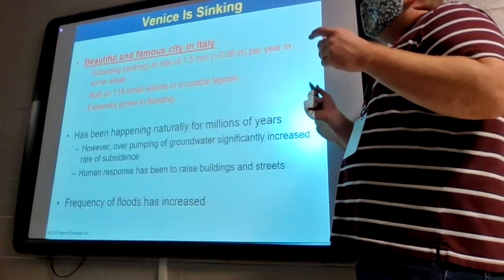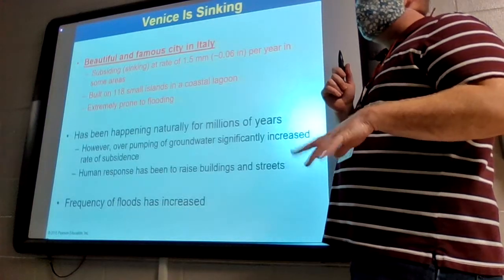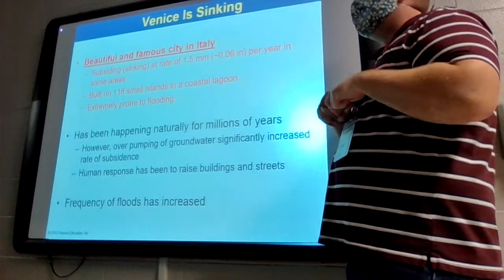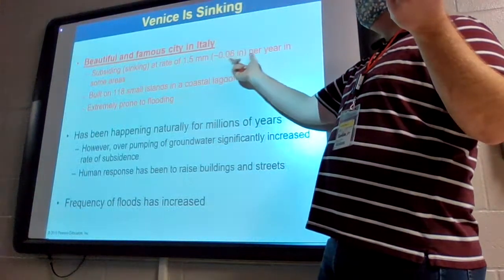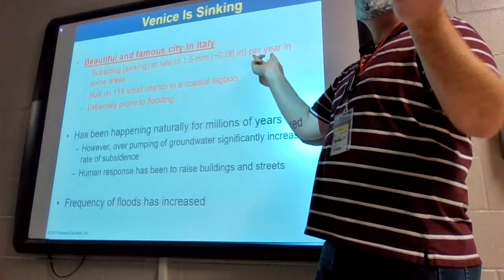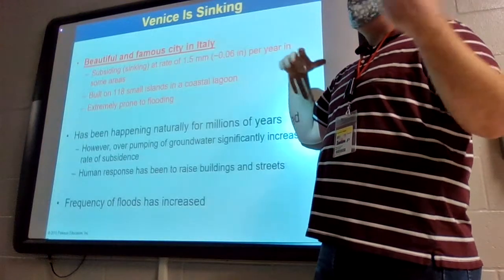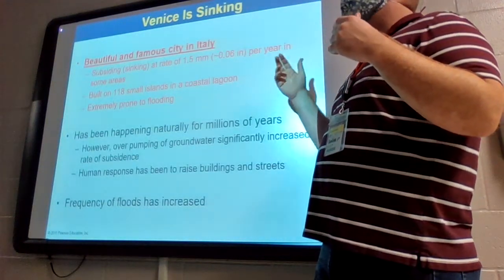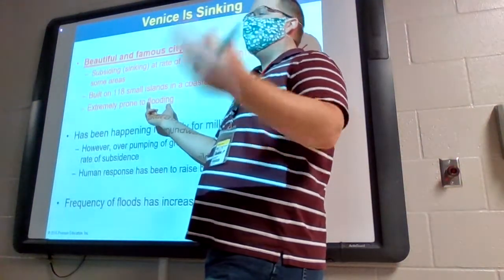So they're going to start off with one slide about Venice sinking. We will talk about Venice sinking towards the end of the PowerPoint. But know that it's sinking pretty fast. It's sinking at a rate of 1.5 millimeters per year, which doesn't sound like much, but when you add this up over decades and you combine this with rising sea levels, Venice is getting flooded much, much more often.